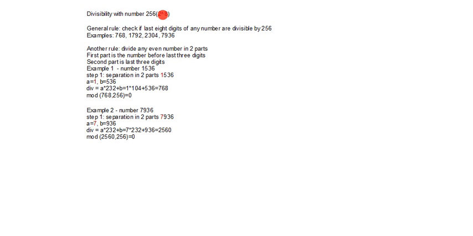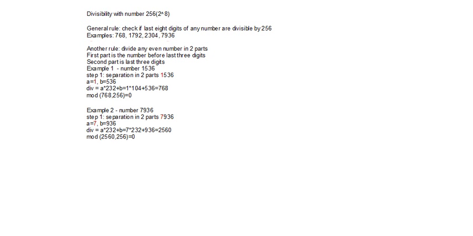This number is 2 to the power of 8. The general rule is to check if the last 8 digits of any number are divisible by 256. This number is a 3-digit number, and examples of this number are 768, 1792, 2304, and 7946.